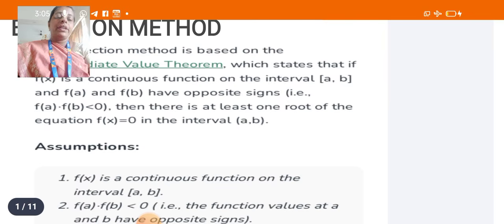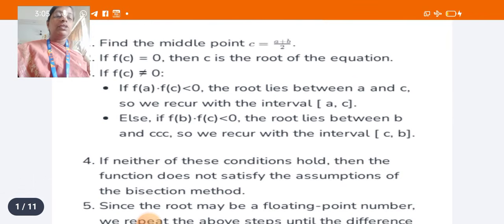Find the middle point c = (a + b)/2. a is the initial value of the interval, b is the end point of the interval. If f(c) = 0, then c is the root of the equation. If f(c) is not equal to 0, then if f(a) times f(c) is less than 0, the root lies between a and c. So, we recur with the interval [a, c].